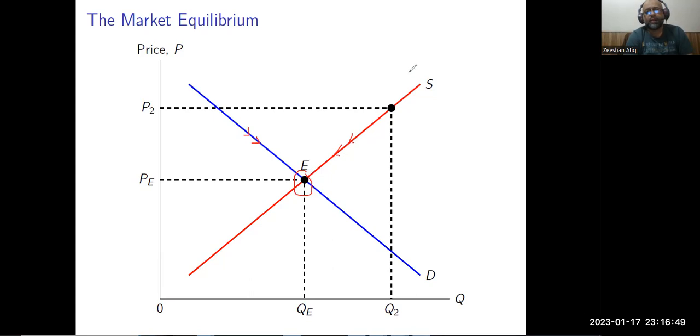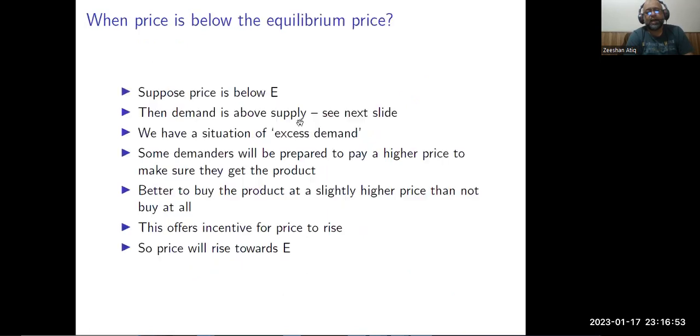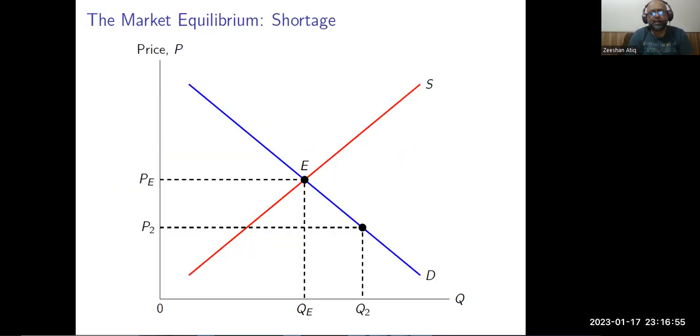Similarly, suppose the market is such that the price is below the equilibrium. Say, for example, look at P2. P2 is now below PE. At this particular point, since the price is below the equilibrium, the quantity demanded is greater than the quantity supplied. Now, out of self-interest, the consumers bid the price up.